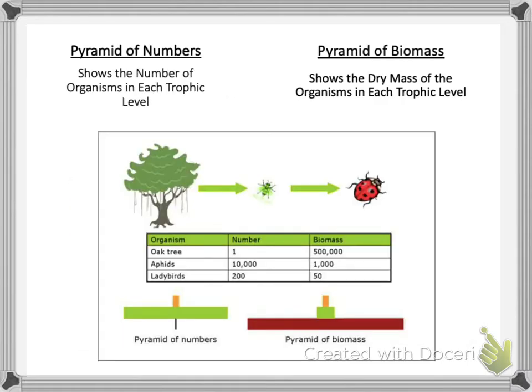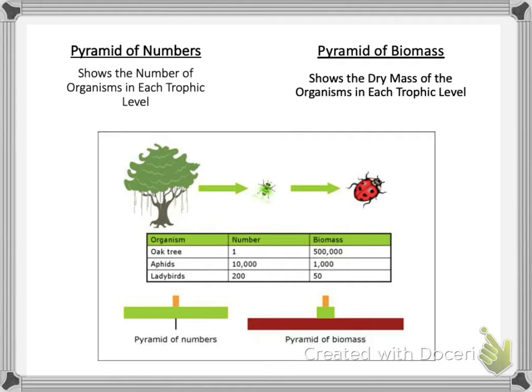Other ways we can think about organizing our information about our food chains is to create other pyramids. We have pyramids of numbers, which show basically population size, the number of organisms at each trophic level. And we also have pyramids of biomass. Biomass is the dry mass of the organisms at each trophic level. So basically you would take the organisms, the dead organisms, and dehydrate them, and whatever is left over are the organic compounds found in that organism's body after the water has been removed.